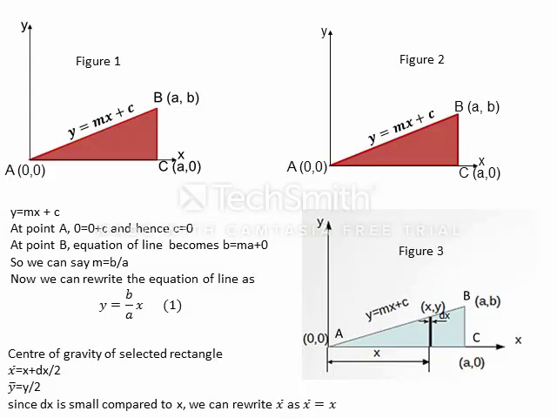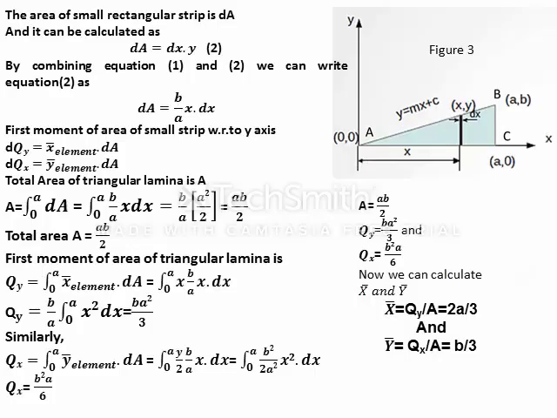However, the thickness is assumed to be extremely thin, and we can consider it negligible compared to the x value. So I am rewriting the center of gravity coordinate of the small strip as x comma y by 2. Now move to the area part. The small rectangular strip's area I am denoting as dA, and it can be calculated as dx into y.